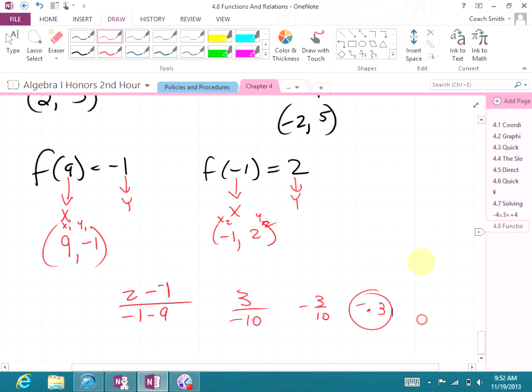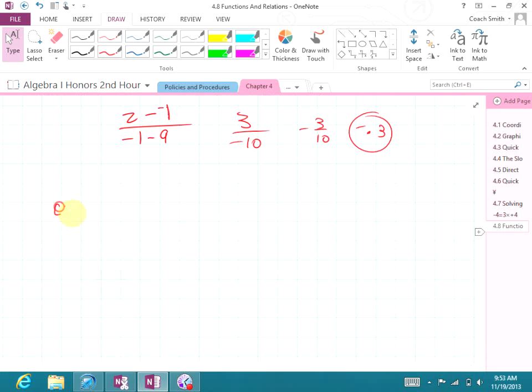All right, so your homework. Yes, Brianna. So the first one we get is like f of 9 equals negative 1. Yep, x1 is y1. Right. And I could have changed the first one to x2, y2. It doesn't matter just as long as you keep the two straight in your slope formula.